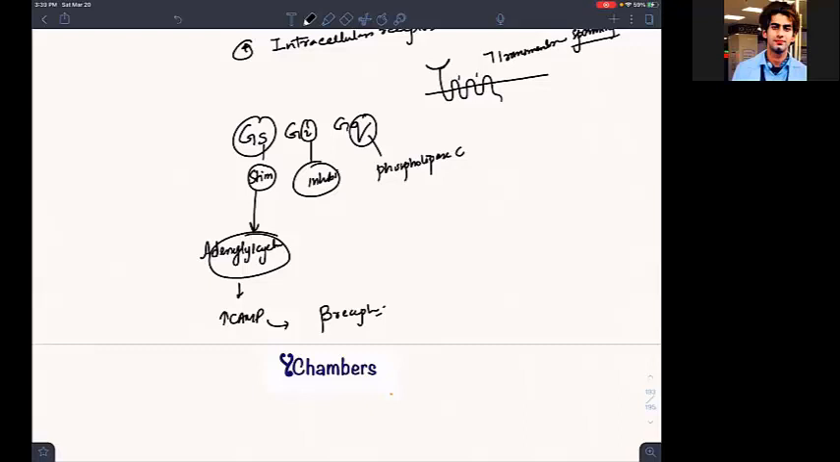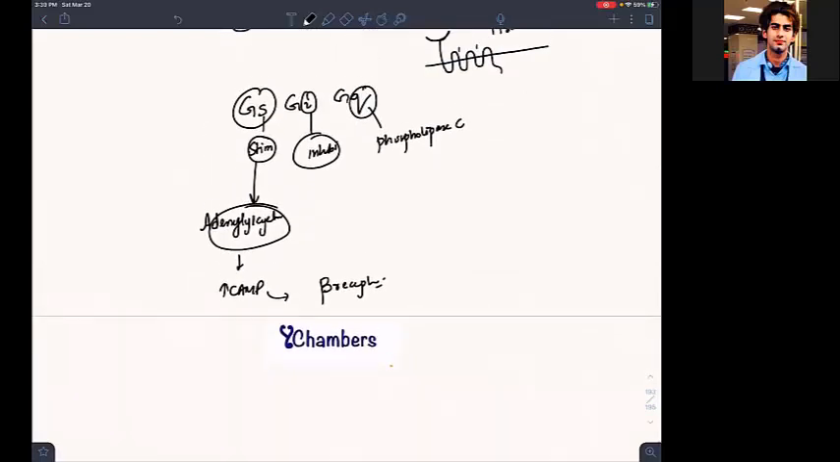There is a very nice mnemonic I have taught them. So alpha 1 Q, alpha 2 I, beta 1 S, beta 2 S, beta 3 S, M1 Q, M2 I, M3 Q, D1 S, D2 I, H1 Q, H2 S, V1 Q, V2 S. This is how you remember everything. I will be telling you that mnemonic. So many types of receptors we should understand.